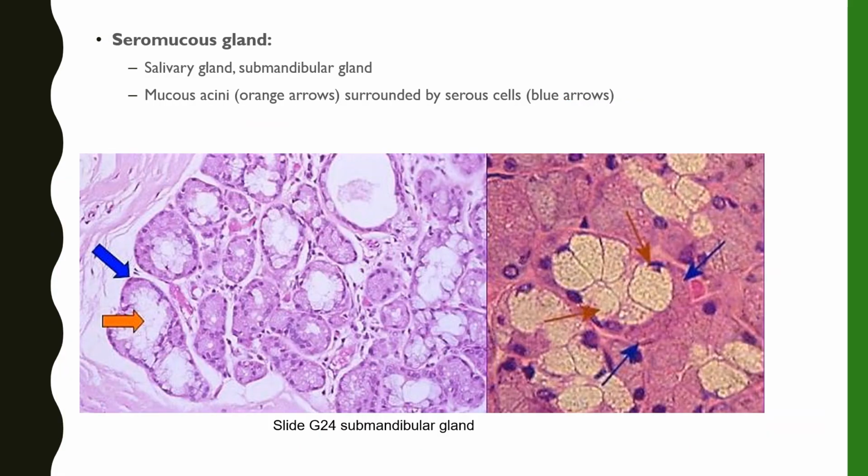Alright, how about the mix of both serous and mucous, which is seromucous gland? Example location such as in the salivary gland or in the submandibular gland. So of course, because it is a mix of serous and mucous, it has both structures. As you can see here in the orange arrows, it is the mucous acini, and it is surrounded by the serous cells, which is shown here in the blue arrows. First the mucous acini, and it is surrounded by serous cells.